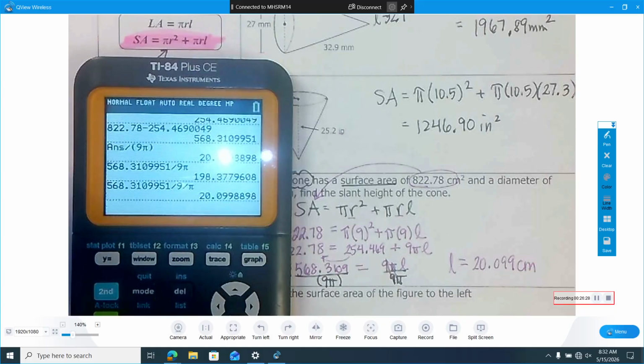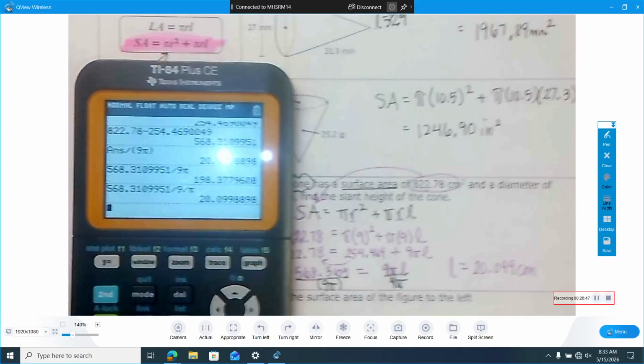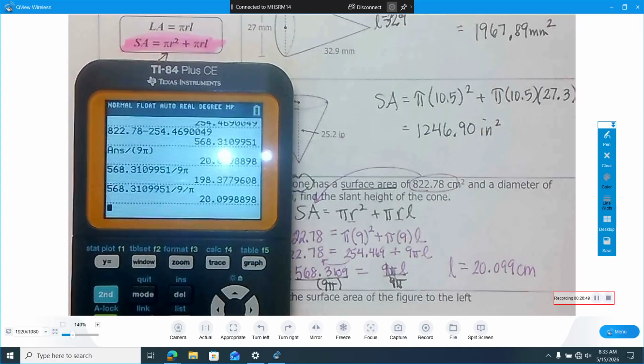Isn't that interesting? It's so important that you know how your calculator works. But we want to divide by both the 9 and the pi. So you can literally tell it to divide by the 9 and divide by the pi. Or you can put parentheses. Which way do you like? Parentheses? Yeah. So be careful doing that as you go. You have questions for me? All right.